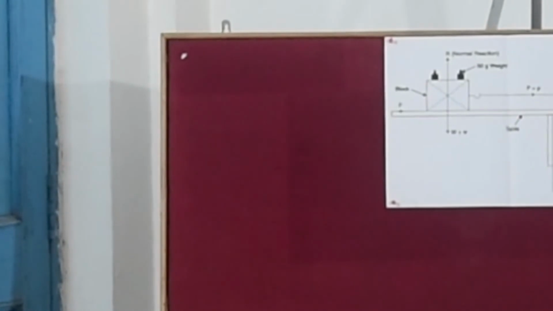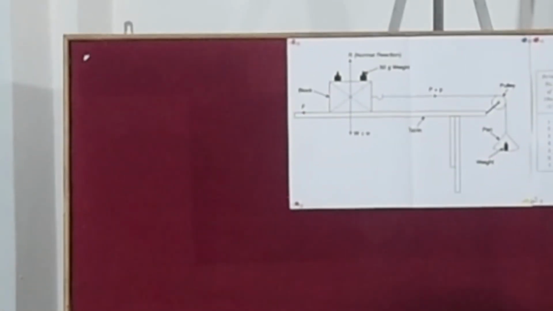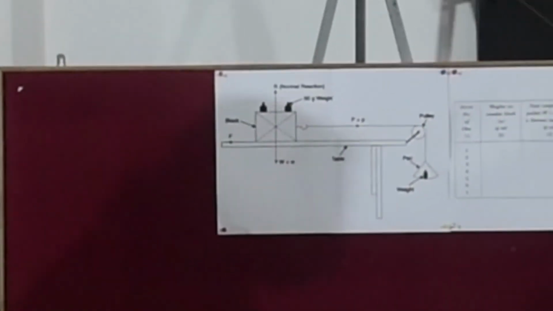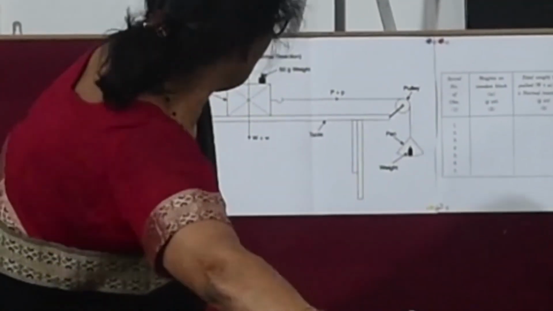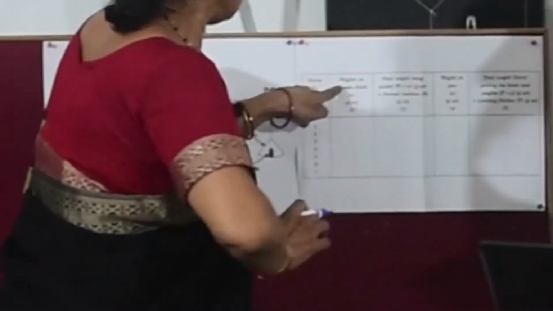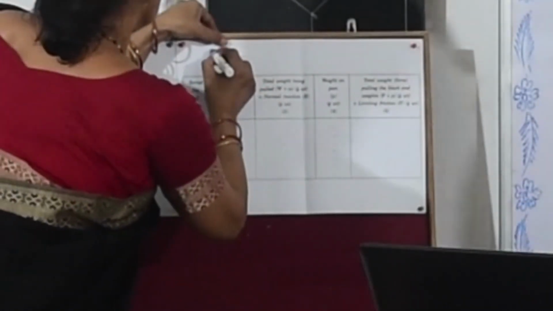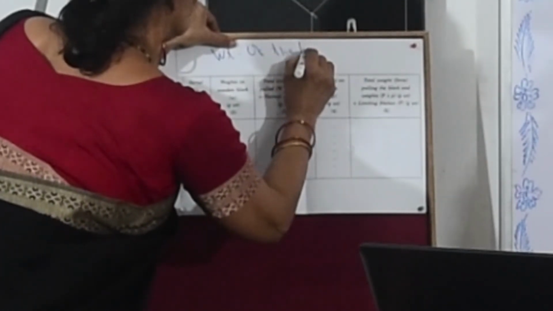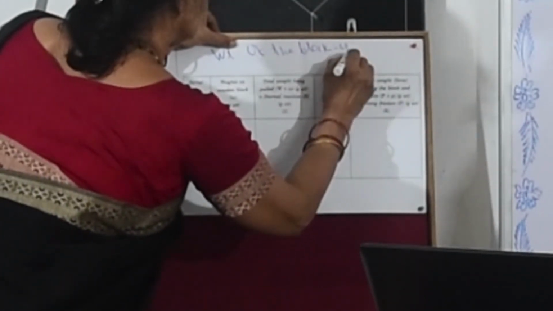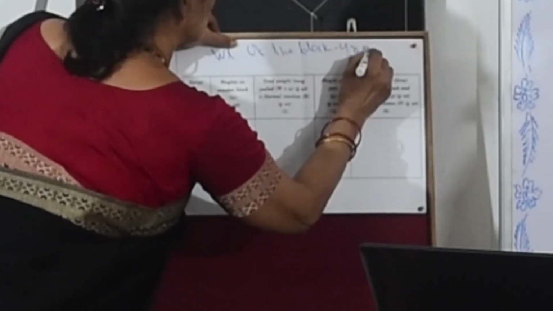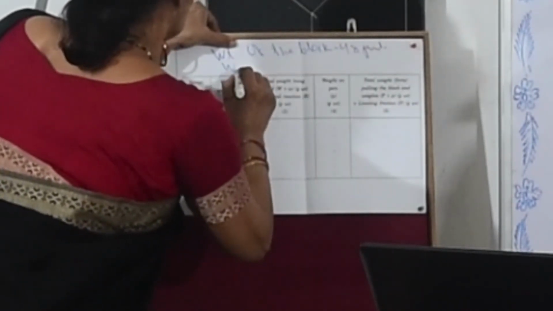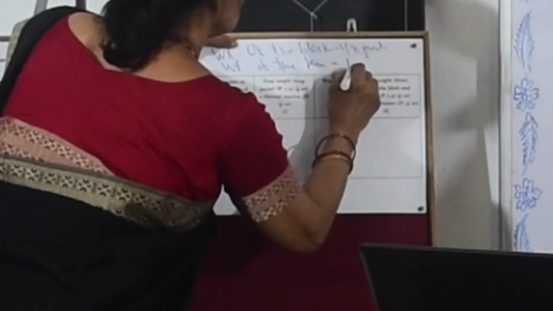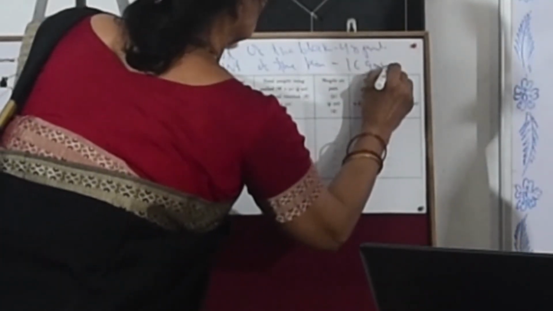As it is given above the table, we have to mention there the weight of the block. Suppose it comes to be 48 gram. For this experiment, 48 gram weight is mentioned. Then the weight of the pen, suppose it comes to be 16 gram weight, it is mentioned.